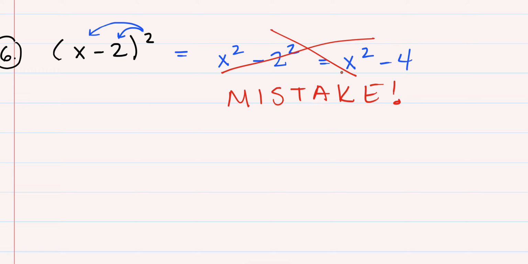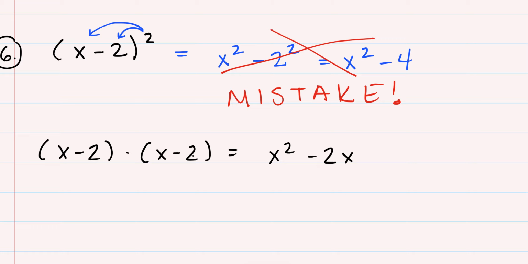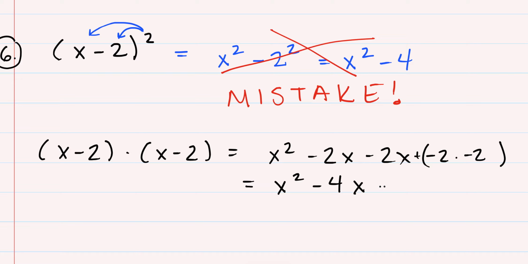No. It's going to be very similar to this, but there's actually going to be one more term. And let's see why it's a mistake. This is (x - 2) times (x - 2), because I have 2 of these. And now I FOIL it. So this is x times x, which is x squared. I have an x times a negative 2, so minus 2x. Then another minus 2x. And then a negative 2 times a negative 2. Simplify that, I get x squared minus 4x plus 4.